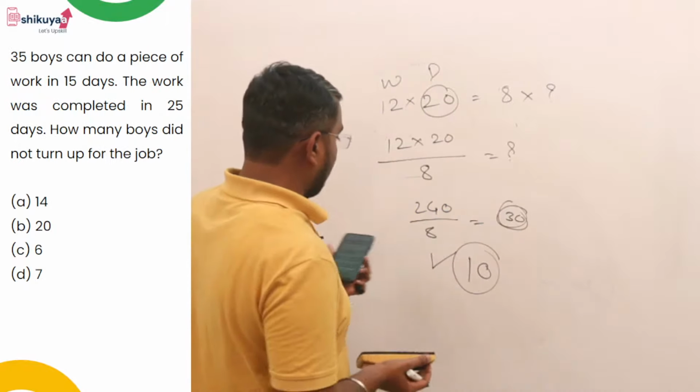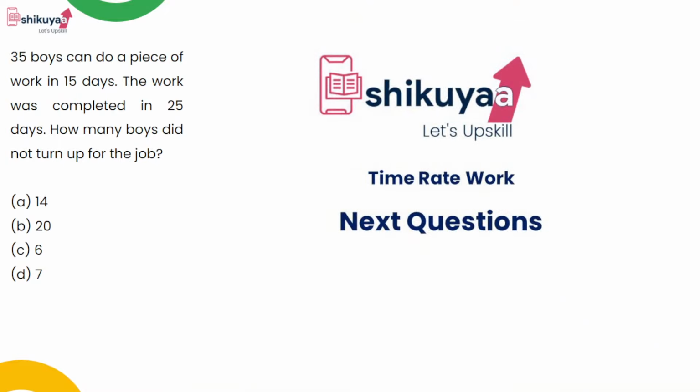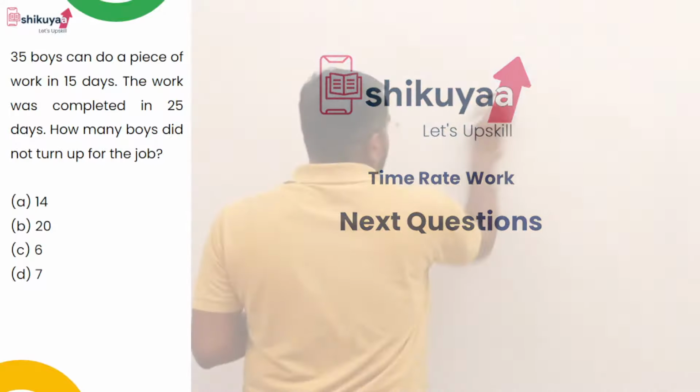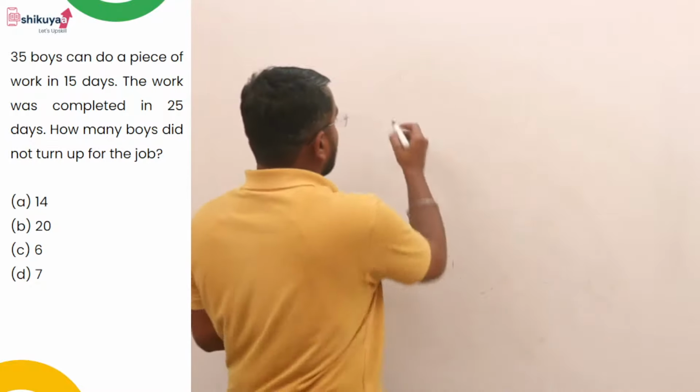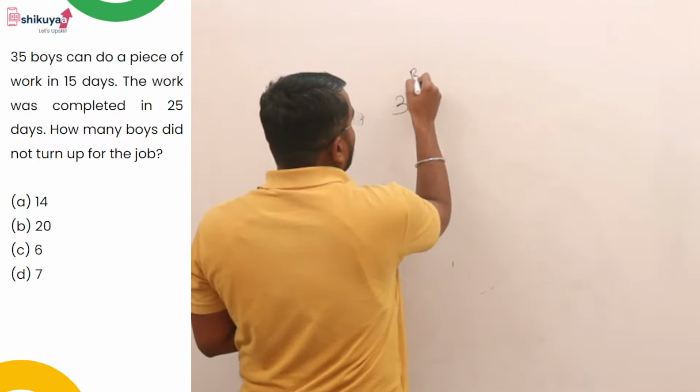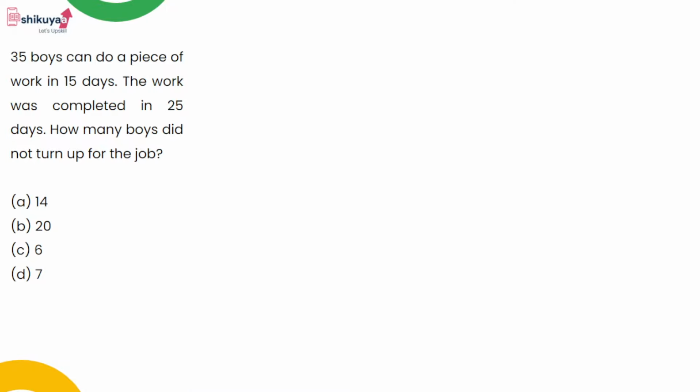Next, problem number 8 is also the same type of problem. 35 boys can do a piece of work in 15 days. The work was completed in 25 days. How many boys did not turn up for the job?